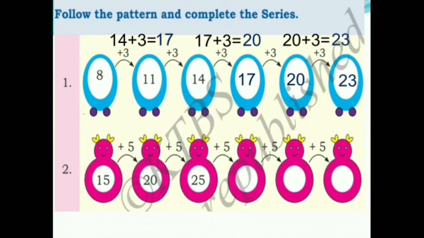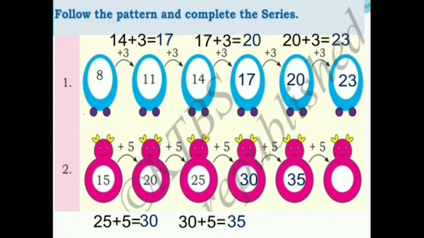In the next question we have to add 5 to each number. 15 plus 5, 20. 20 plus 5, 25. 25 plus 5, 30. So we should write 30. 30 plus 5, 35. So we should write 35. 35 plus 5, 40. So we should write 40.